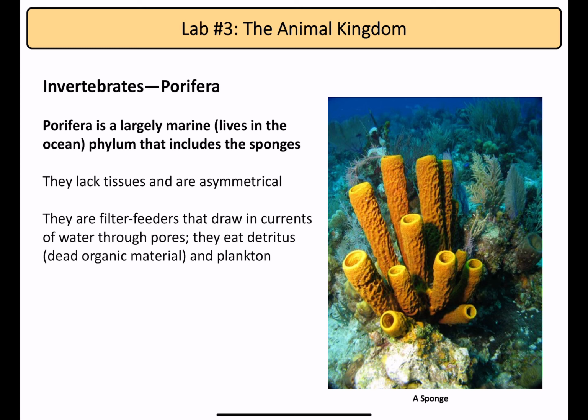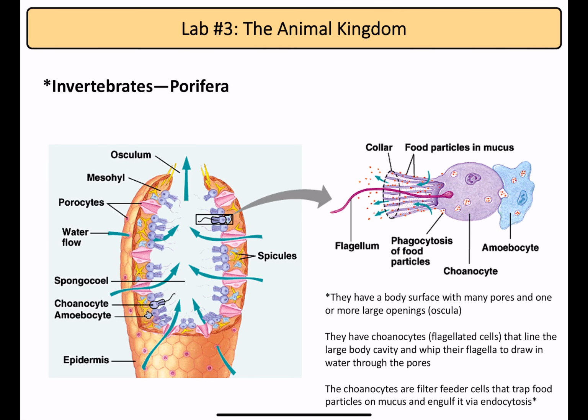The way they eat is they largely draw in water through tiny little pores that you can't see here, and they have cells that have something called a flagella. It looks like a tail or a whip, and they expend energy to move that tail to draw water into these pores. As they draw water in, the cells feed off of primarily dead organic material floating around the ocean. It could be any type of food molecule floating around, tiny molecules, and also plankton. So they're filter feeders.